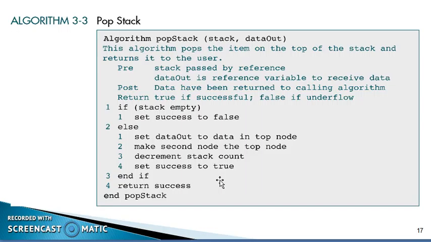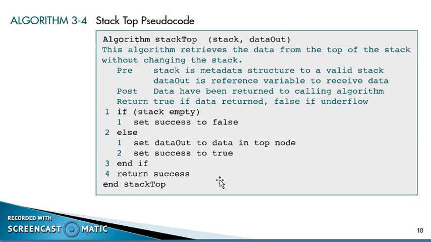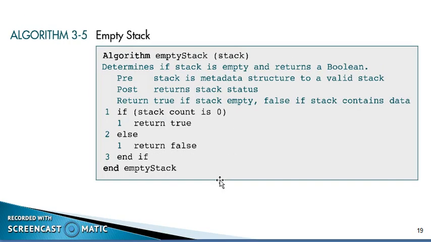So if the stack is empty, set success to false. Else, set data out to data in top node, make second node the top node, decrement the stack count, set success to true. Stack top is used to set the data out to data in top node and set success true. If the stack is empty, top is equal to -1.